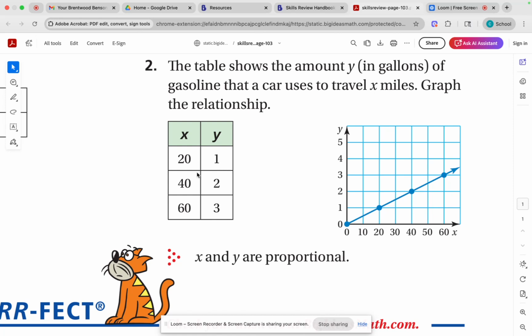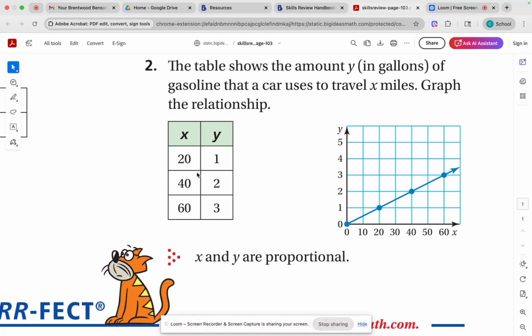You could add plus 0 if it helps your brain. Not required. Like if you want the plus b at the end. Yeah, plus 0, because b is 0. But you don't have to write that. You can just say y equals 1 over 20x.